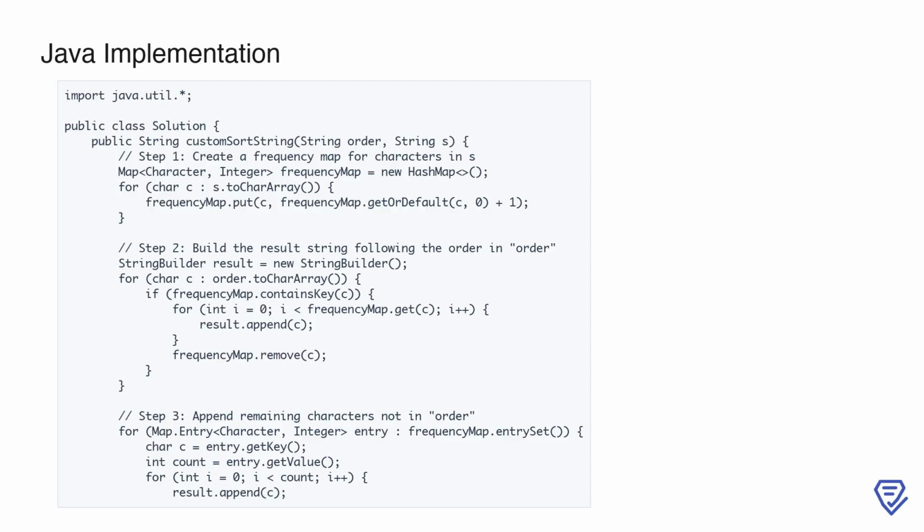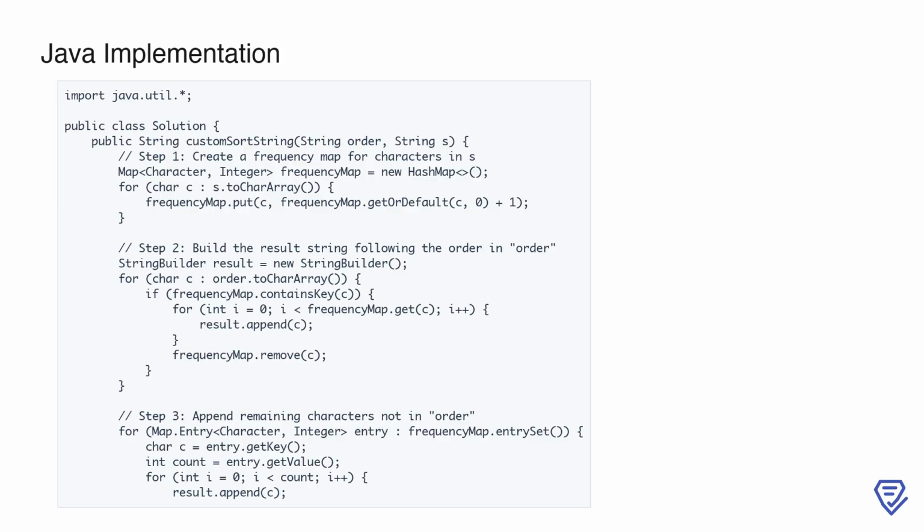The goal is to sort the characters in S based on the ordering specified in order. First, we create a frequency map to store the count of each character in S. This is done using a hash map, where the key is the character, and the value is its frequency. We populate this map by iterating through the characters of S and updating the counts accordingly.